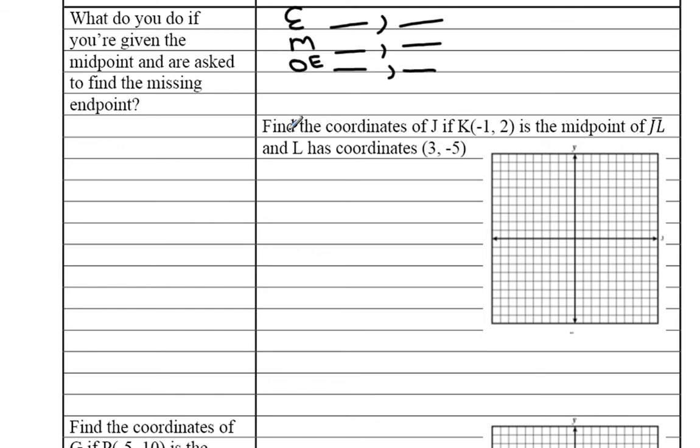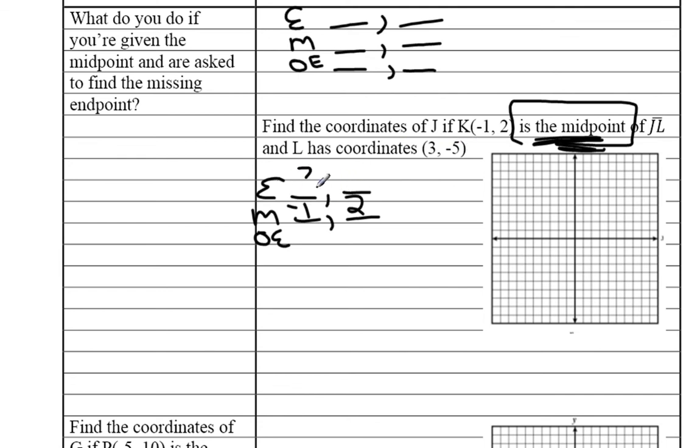So finding the coordinates of J if K is the midpoint. So as soon as you see this, that you're given the midpoint, you're going to set up the EMO method, where the midpoint, K, goes in the middle. That's what the M stands for. Midpoint is negative 1, 2. And L has coordinates of 3, negative 5. Well, L is going to be the endpoint. So your job is to find the other endpoint.